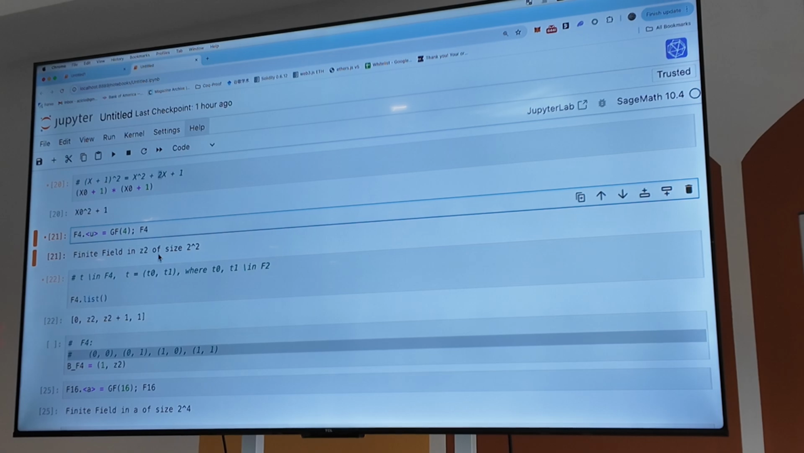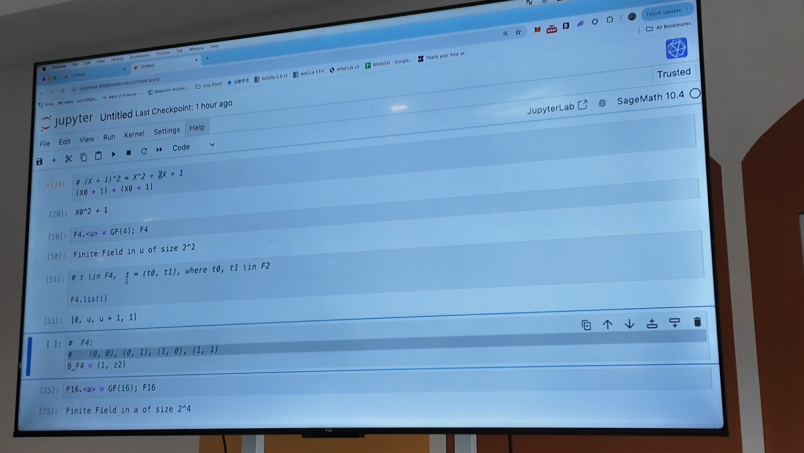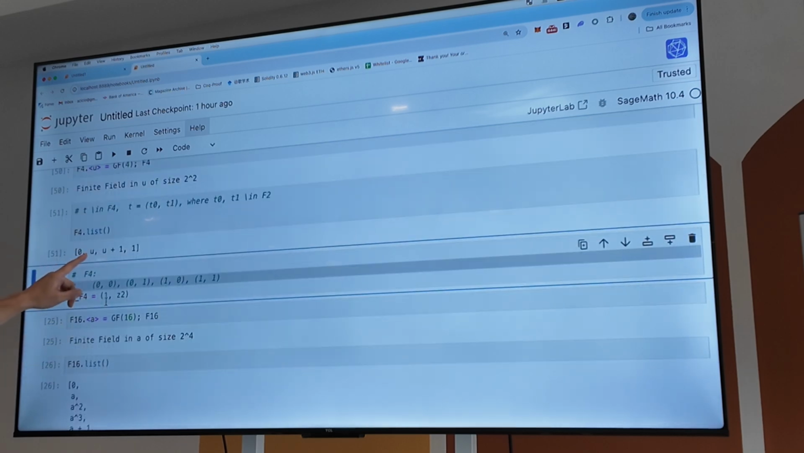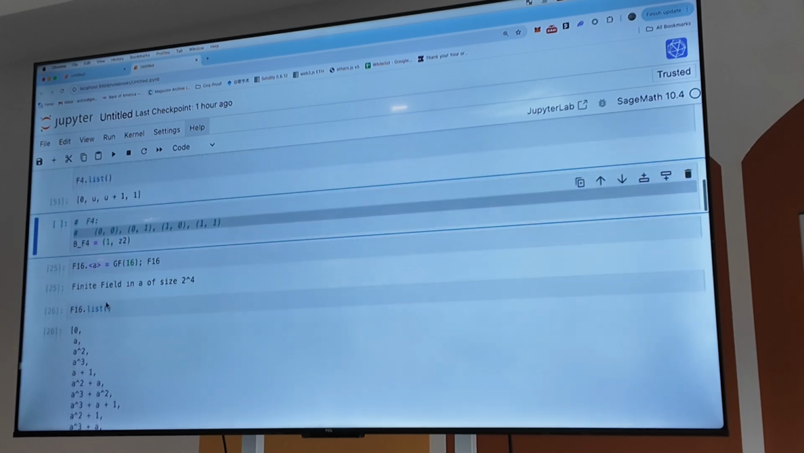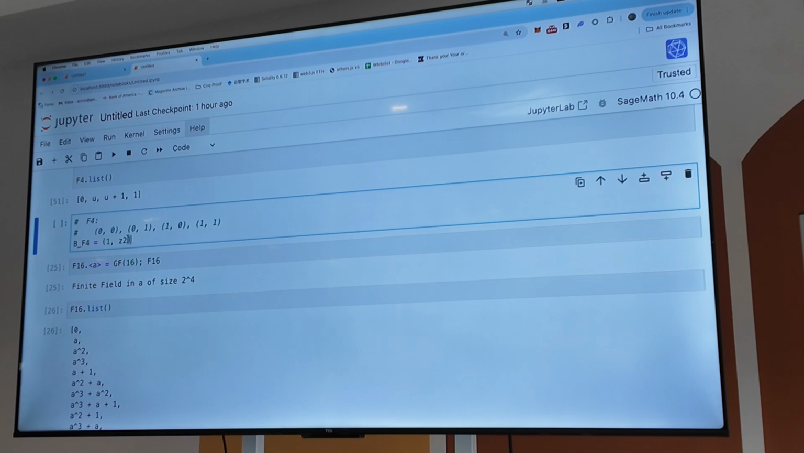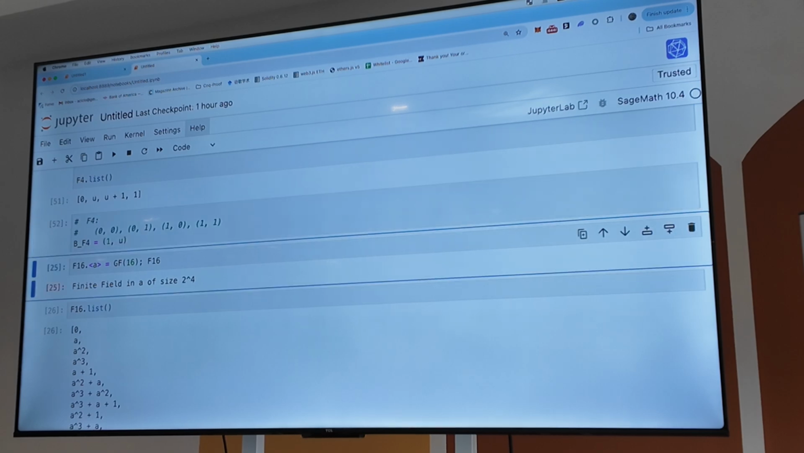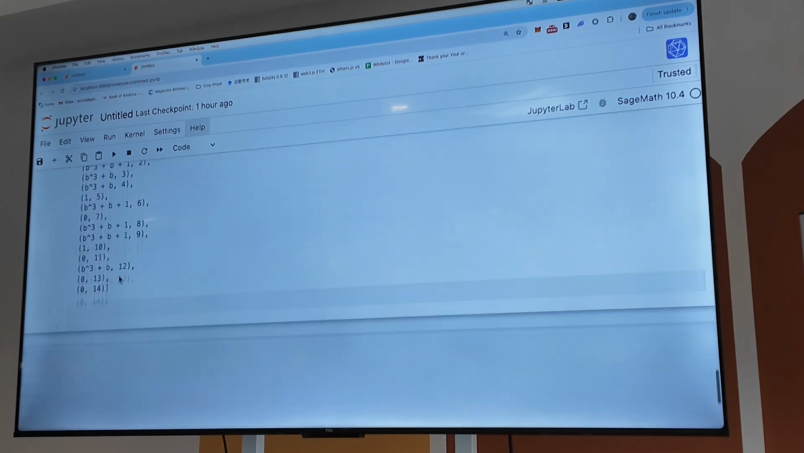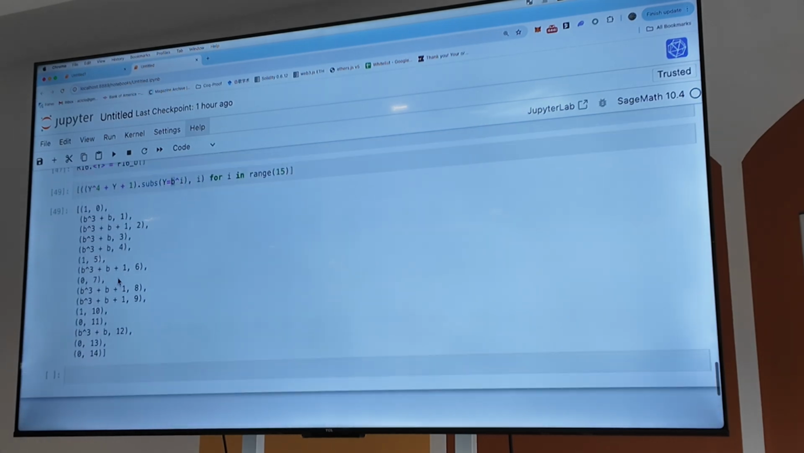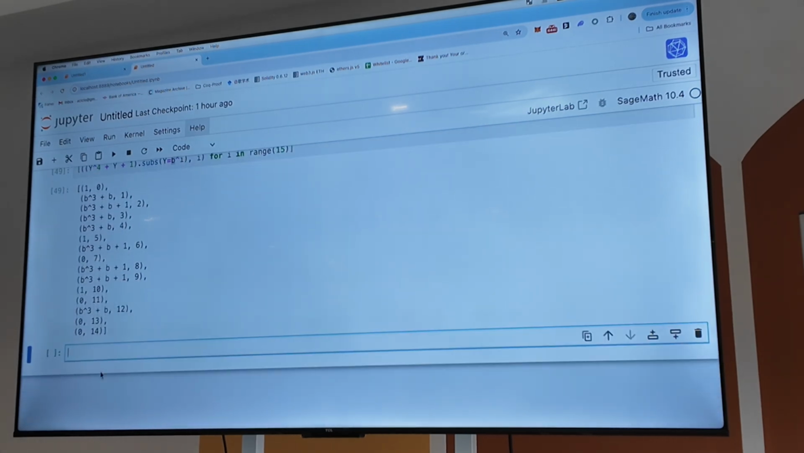I don't like the Z2 symbol, so I just rename the symbol. The elements of F4 are 0, 1, U, and U plus 1. That's U. Now we define another field, F16 V.